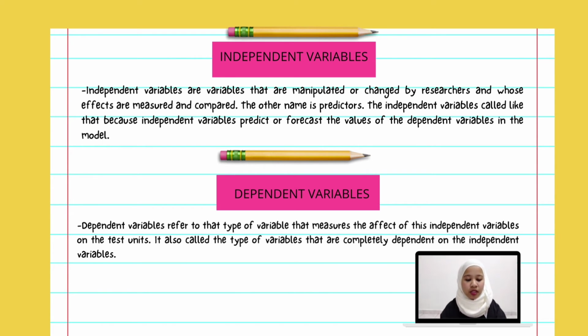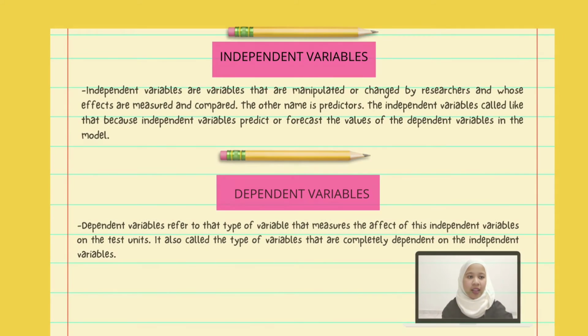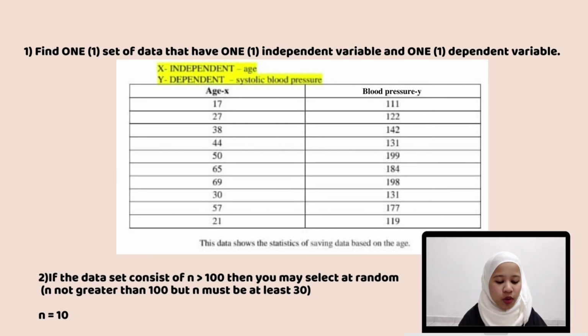Secondly, dependent variables. Dependent variable refers to the type of variable that measures the effect of the independent variable on the test units. It is also the type of variable that is completely dependent on the independent variables. Examples: score of student, blood pressure, and so on. So let's move to the next question.